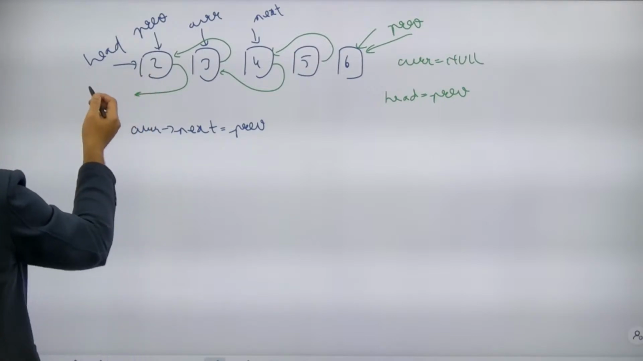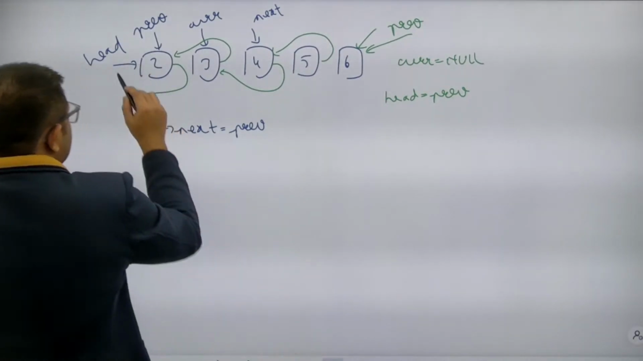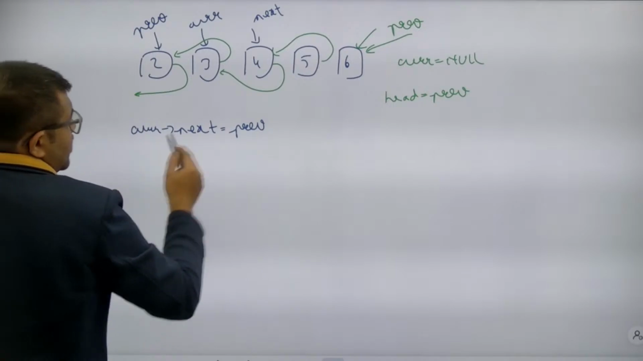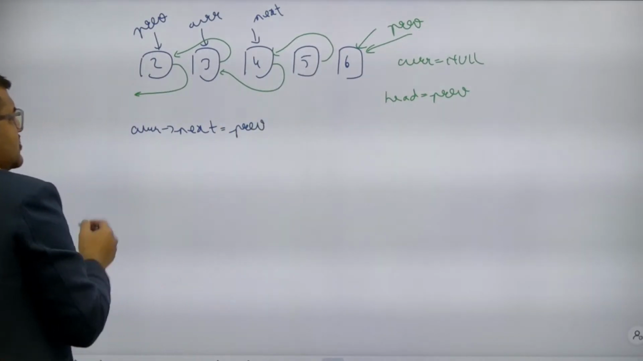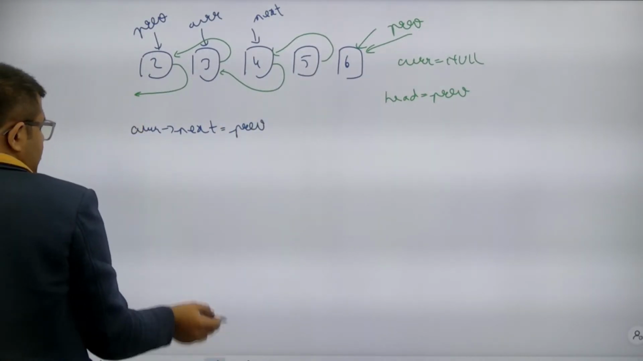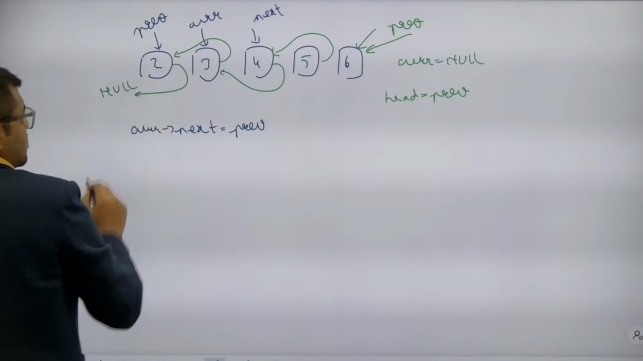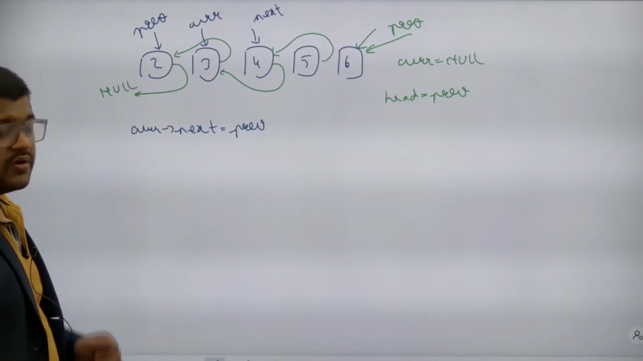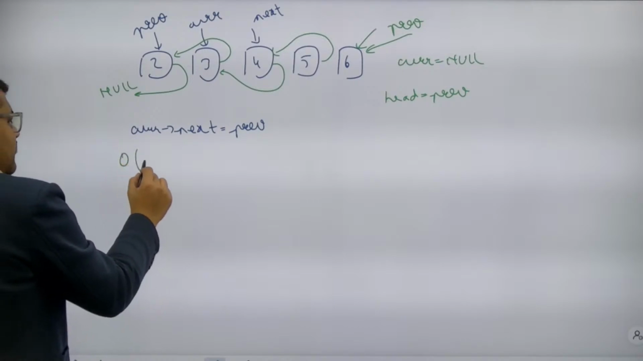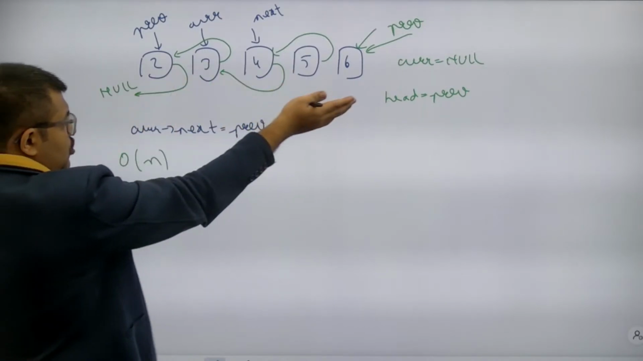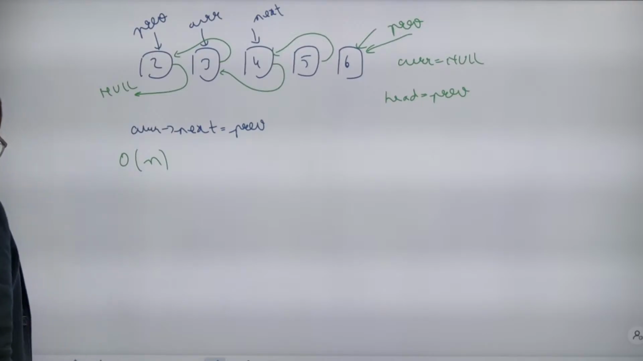Okay, and this head is already gone. Your head pointer is now there, so your linked list is reversed. This was null. So your linked list is reversed. So how much time does it take? It takes big O of n time. Basically you loop and then you move the pointers backwards.